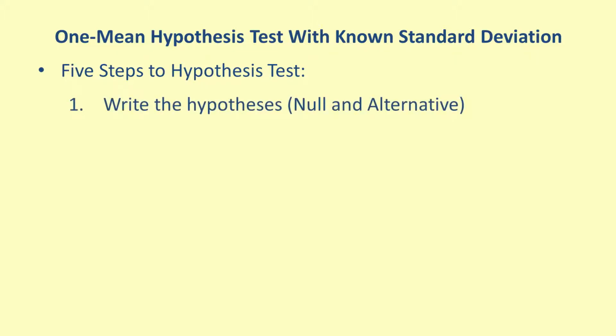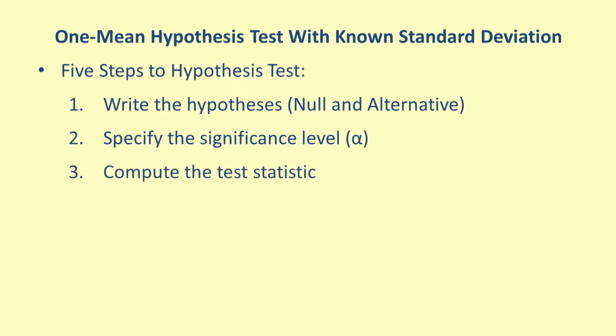The first step is to write the null and alternative hypotheses. The alternative hypothesis depends on the type of test, whether it be the two-tailed, left-tailed, or right-tailed test. Next, state the significance level, denoted by alpha, which represents the probability of rejecting the null hypothesis when it is really true. Once you have this information noted, use the sample data to compute the test statistic.